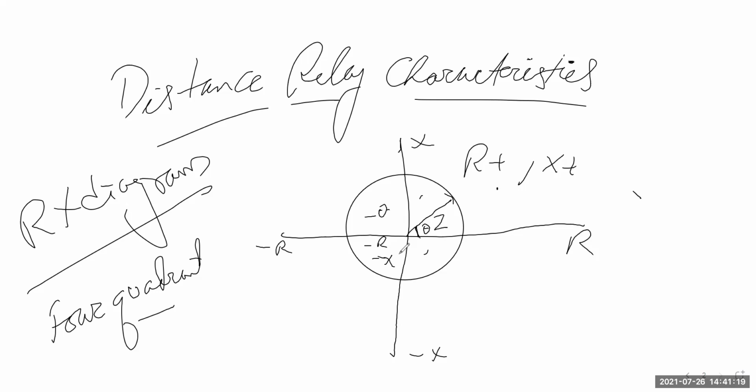In the region where the relay will not operate, the restoring torque is greater than the deflecting torque, and in the operating region the deflecting torque is greater than the restoring torque. Distance relays are applied in short, medium and long transmission lines. So these are the characteristics.